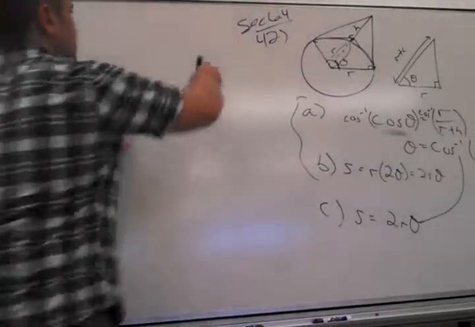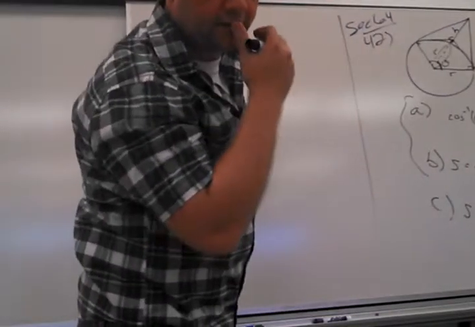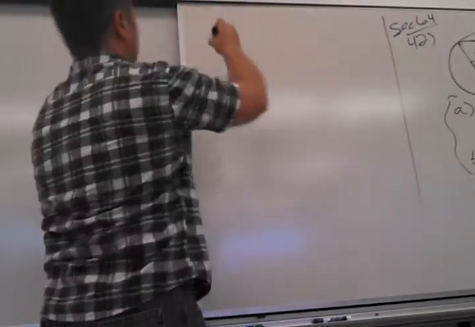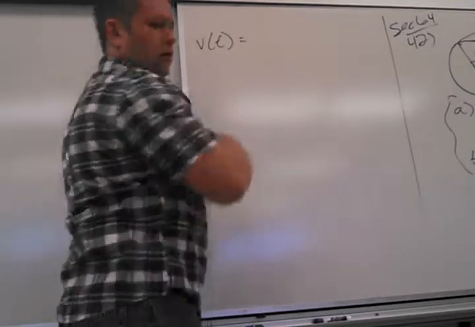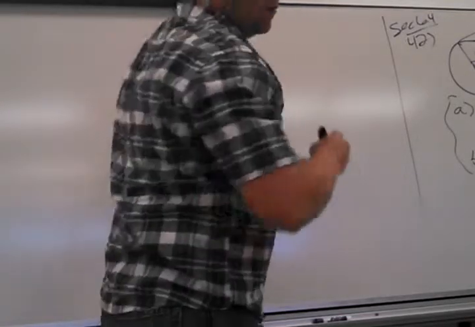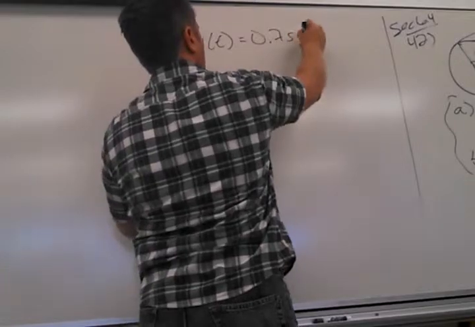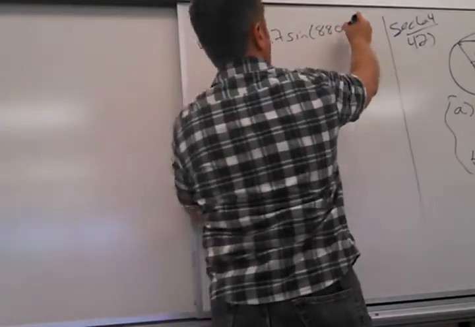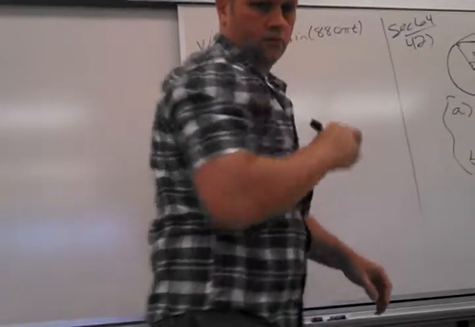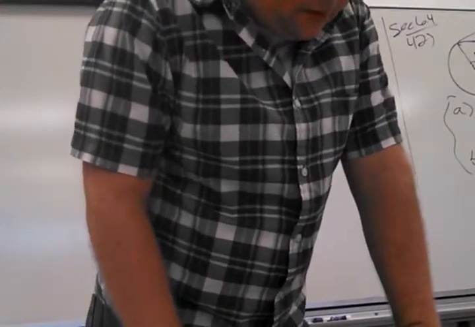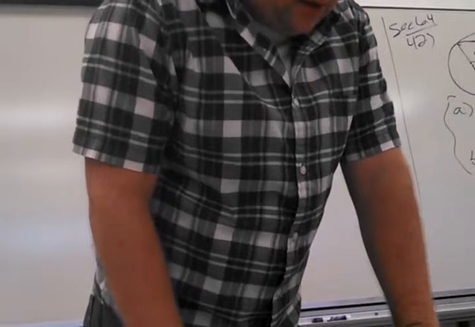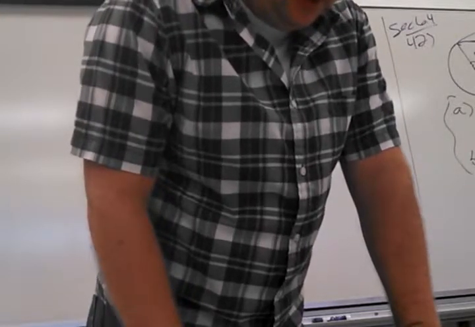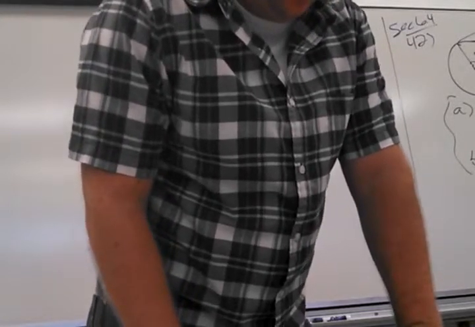Oh, cool. Yeah. So tuning fork. D(t) is the displacement of the tines in millimeters at time t.